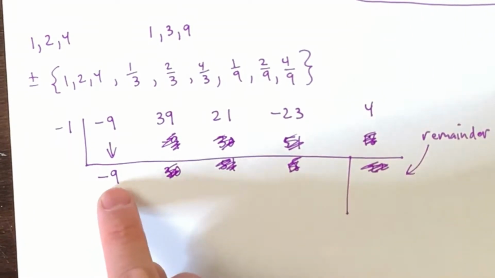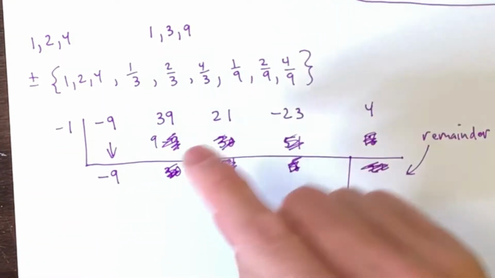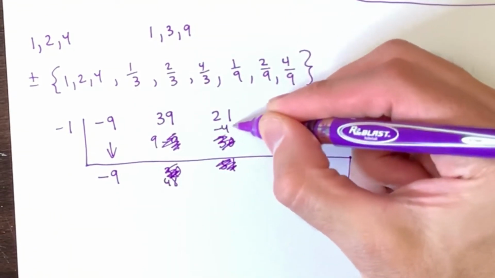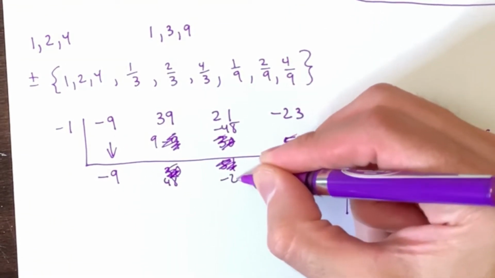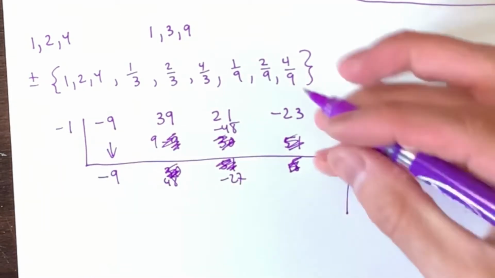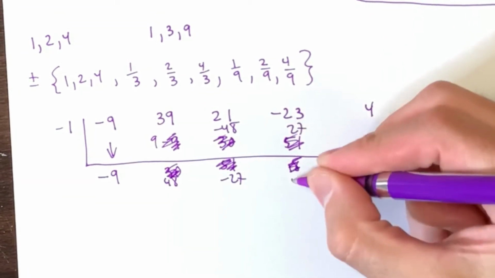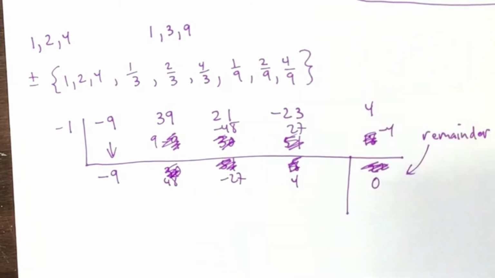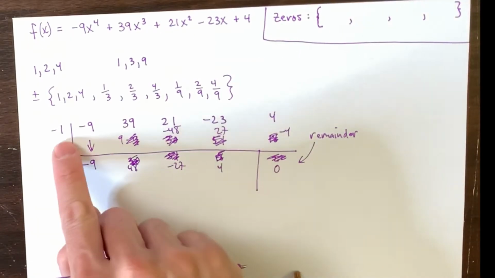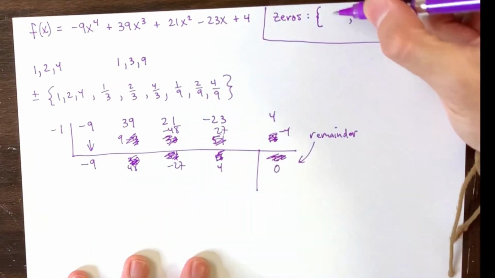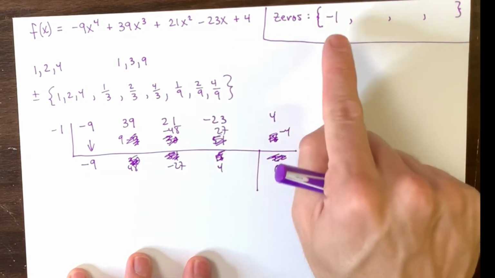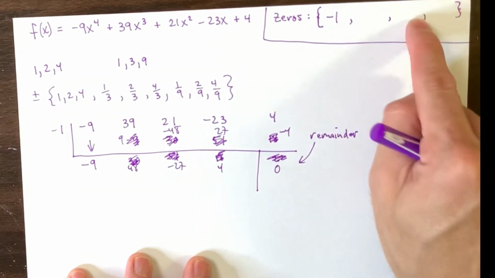So let's see. This times that is 9. Add them, 48. Multiply, -48. Add them, -27. Multiply 27, add them 4, multiply -4, add them. Ooh, this works because the remainder is 0. So -1 is a winner, ding, ding, ding. And I am going to throw it into my collection. So I have found one answer. I just need to find 3 more.